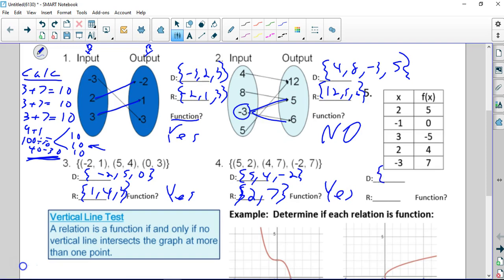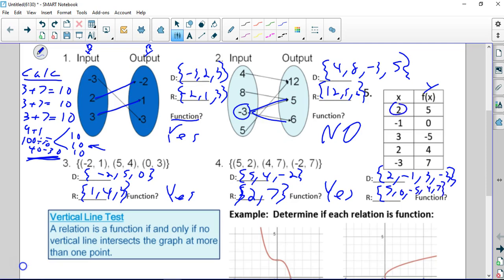Number 5, we have an XY chart now, or an X, half of X chart. So the domain is the X values, 2, -1, 3. Already wrote 2, so we don't have to write it again. -3. The Y values, or the range, is 5, 0, -5, 4, and 7.